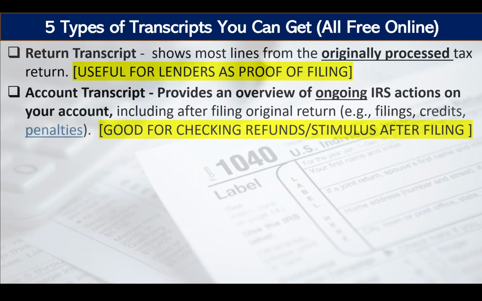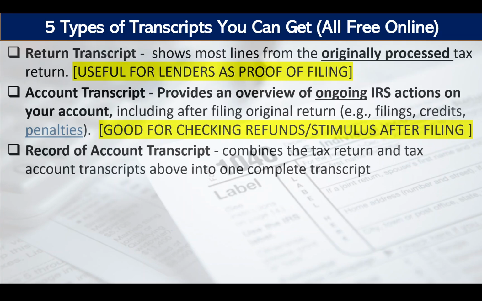So if your tool's not showing it, you can go and pull the account transcript to check your refund and stimulus payments, and it may give you more information. Again, it's not a guaranteed way, and I'm not a tax expert or work for the IRS, and I'm not saying this will always give you the precise information, but if you can't get it from your WMR tool or from your Get My Payment tool, the account transcript is a good one to get.